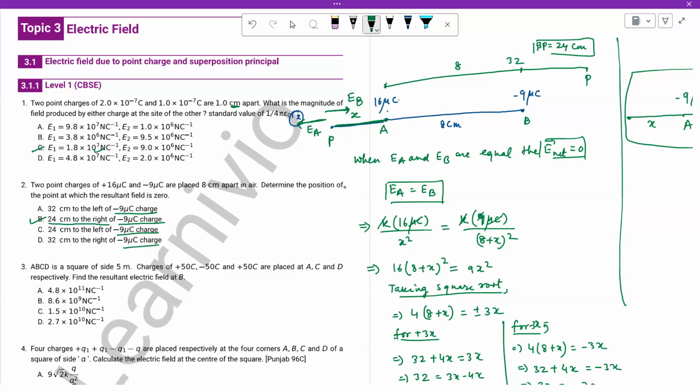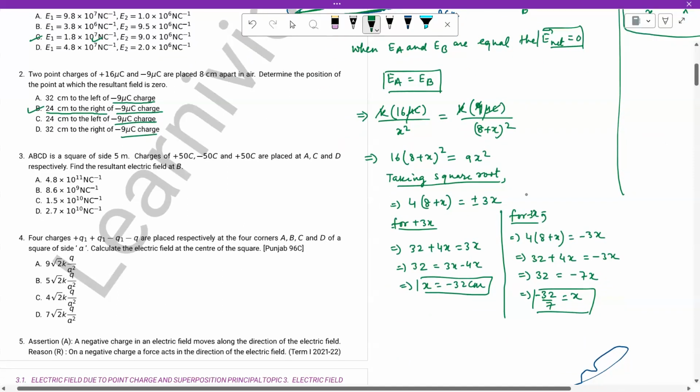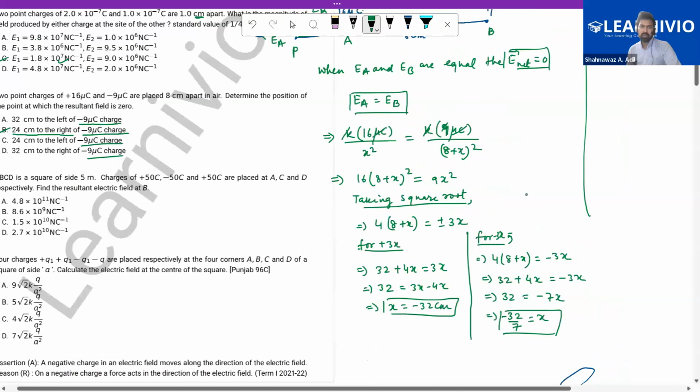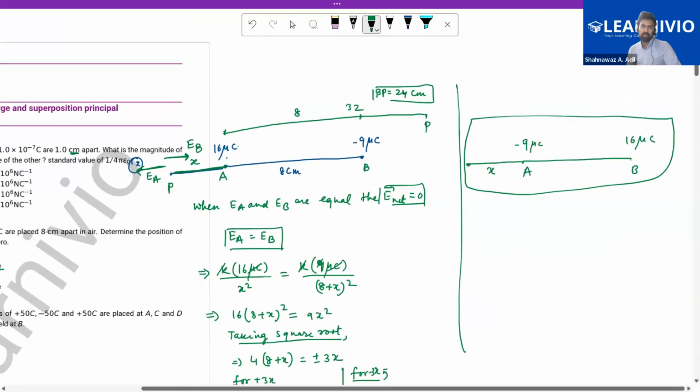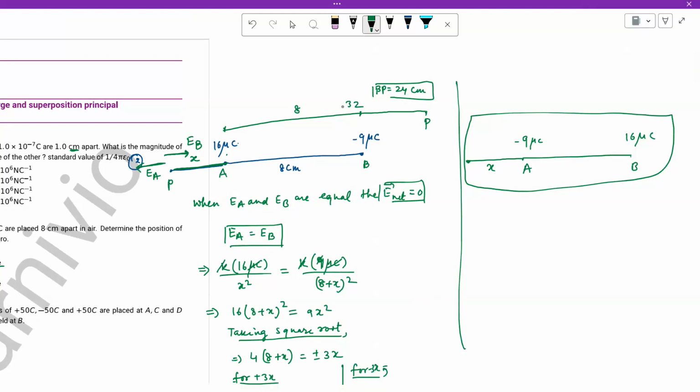Yes, sir. Okay, noted down this part. I did that. I wrote. Okay, and then you noted down that why this should be 24 centimeter, right? I did that too. Good.